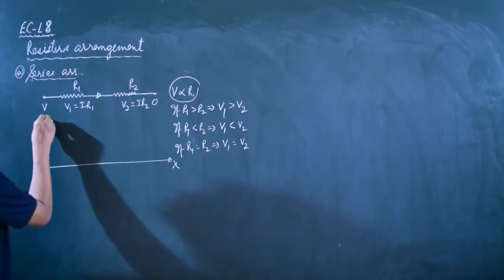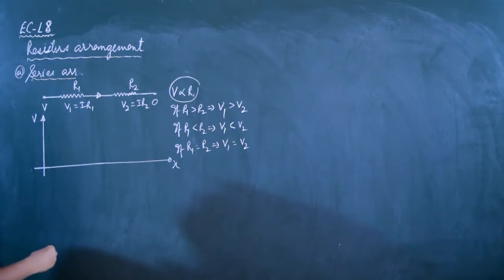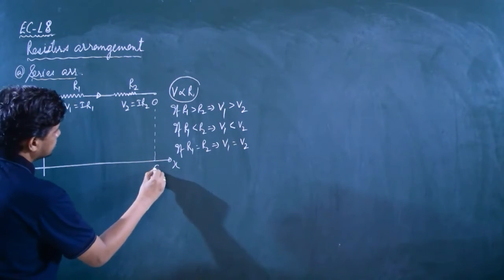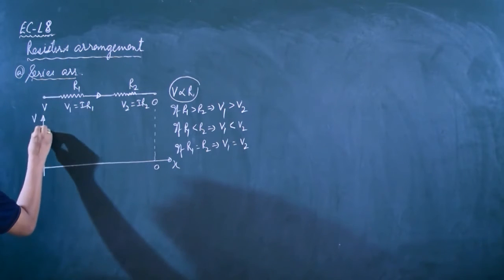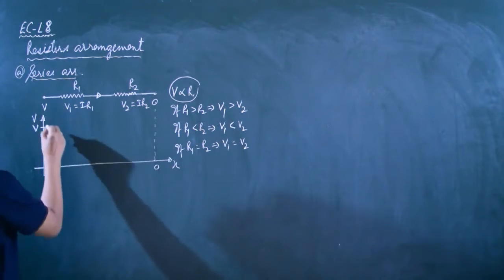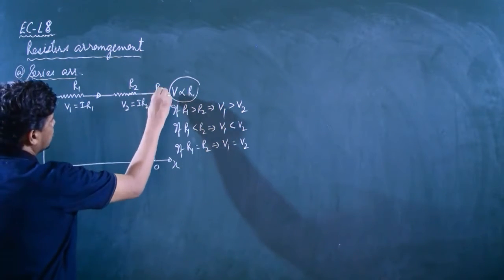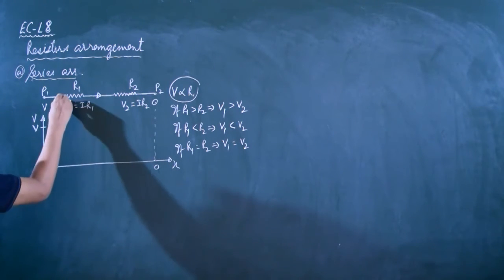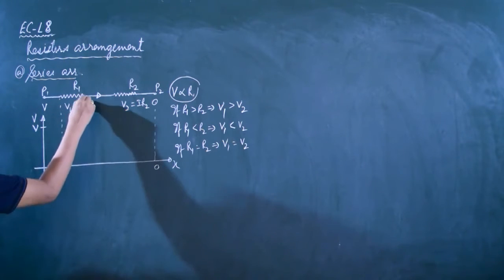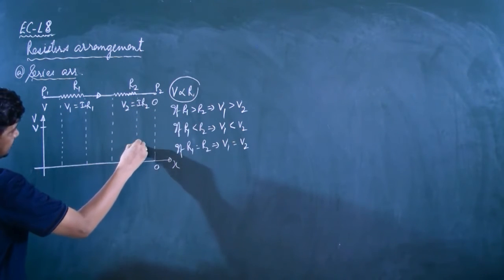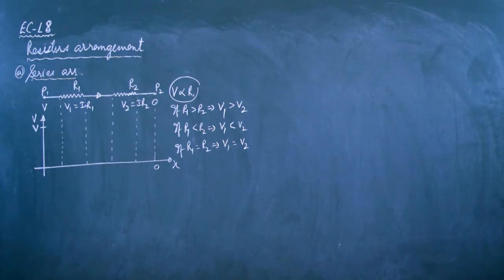So now we have to draw a potential position graph for this arrangement. It is position X versus potential. At this end we have potential 0, and at this end we have potential V. Potential difference between the two ends P1 and P2, suppose this end is P1 and this end is P2, is V minus 0, that is V. Now see, this one is the resistor part, similarly this one is the resistor part. Now we have to draw the potential position graph for the circuit.